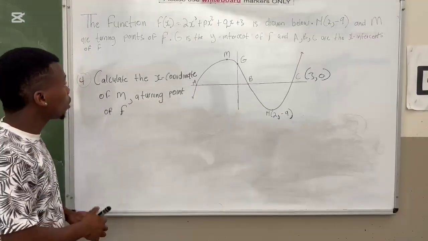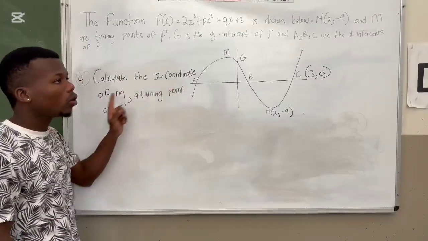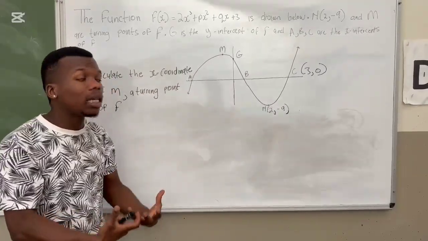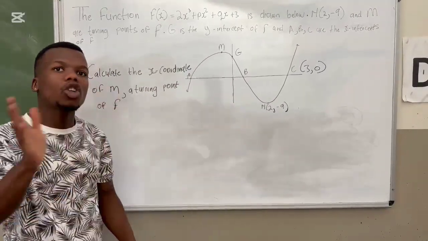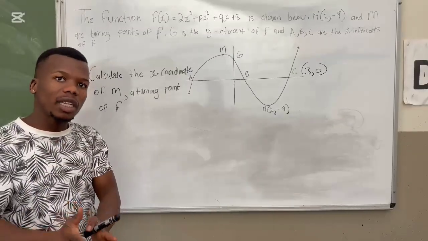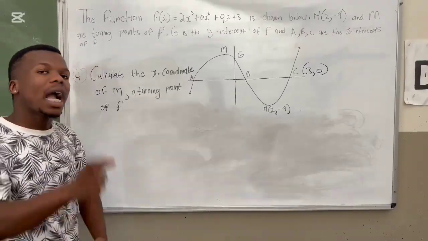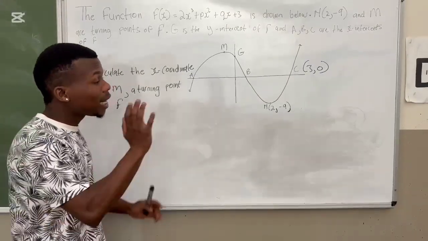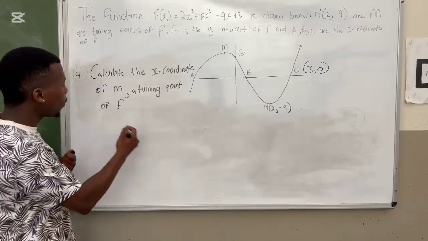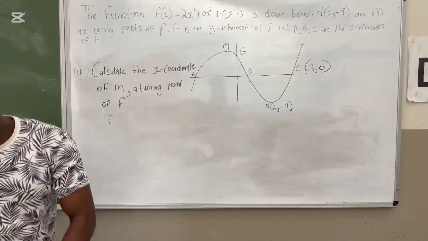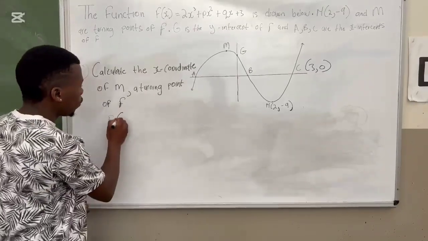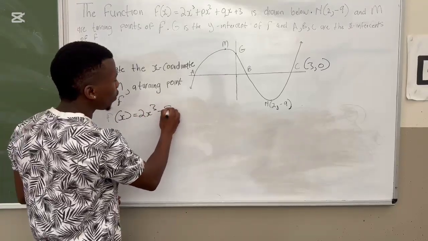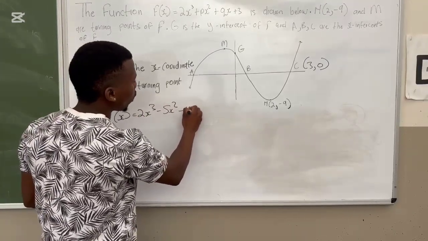Now let's go to the fourth question. So the fourth question is that calculate the x coordinate of M, a turning point of f. Remember, M is one of our turning points, meaning I need to calculate the x coordinate. They didn't say determine the coordinates of M. Calculate the x coordinate, meaning the only focus is to calculate the x coordinate of M. Now remember, my f of x is given by 2x cubed minus 5x squared minus 4x plus 3.